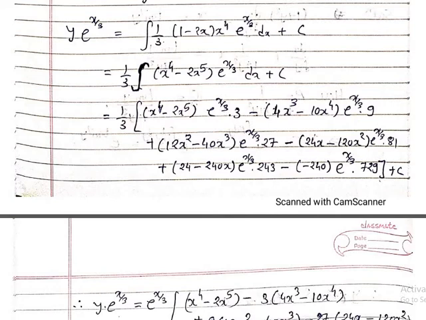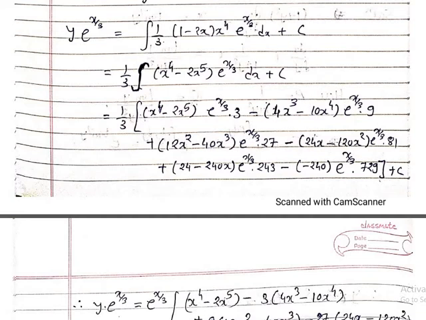Minus derivative of this term, that is 4x cubed minus 10x raised to 4. And again second integration, that will be e raised to x by 3 upon 9, or e raised to x by 3 into 9. Again derivative of this term, that will be 12x square minus 40x cubed. Again integration, that will be e raised to x by 3 into 27.